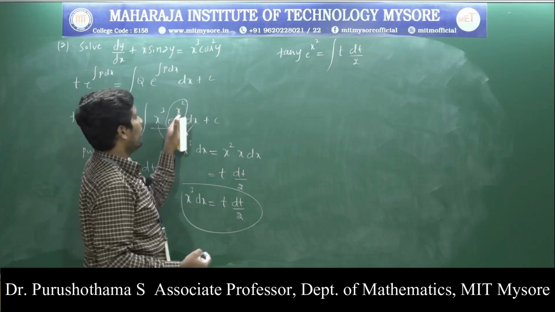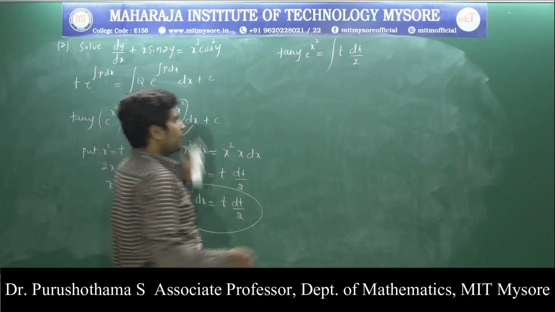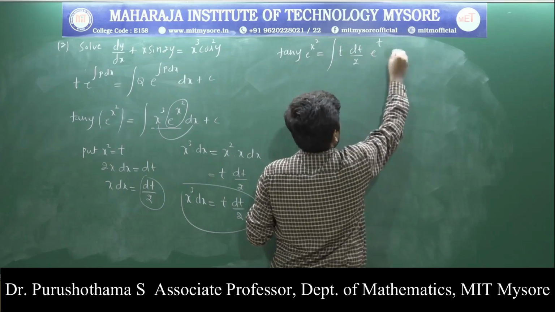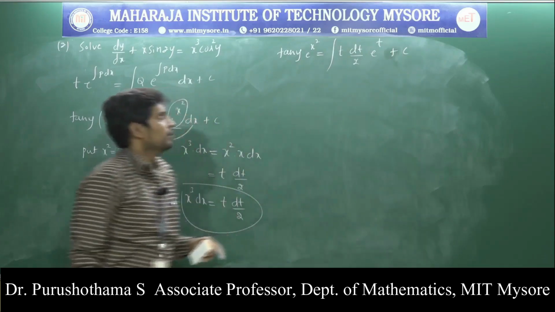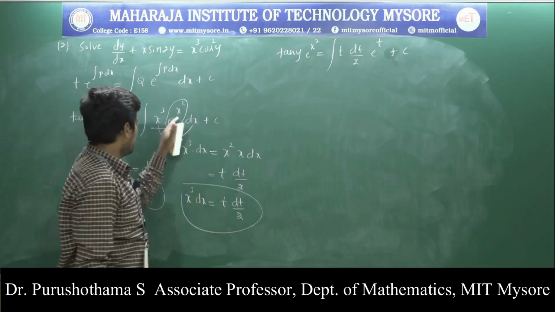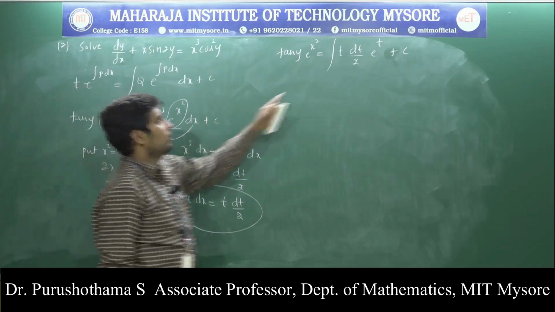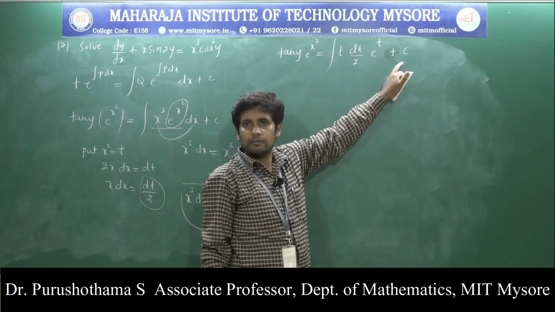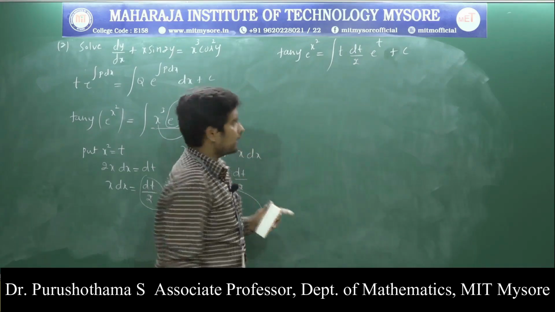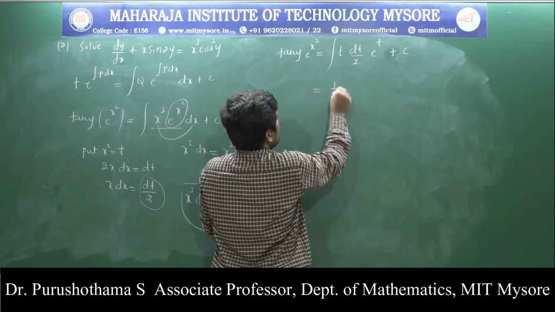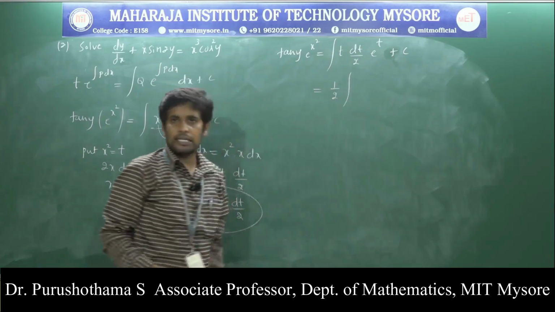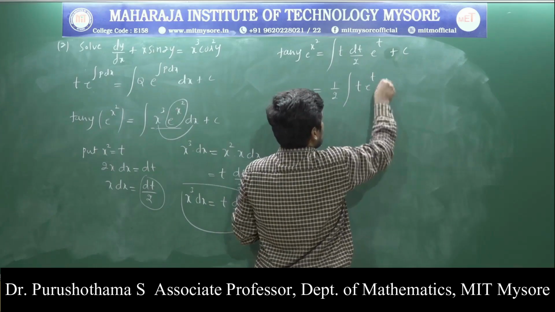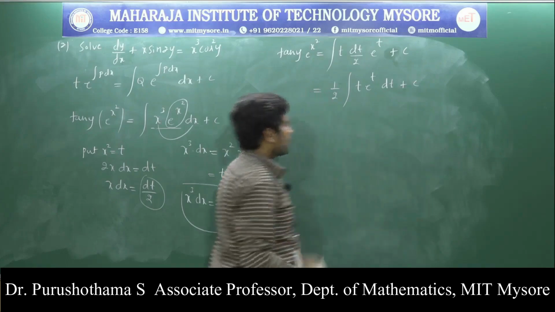In the next line, e power x square is nothing but e power t with respect to t plus c. So after replacing the x square and x cube into dx value, the integral becomes t into e power t into dt divided by 2 plus c. C is an integral constant. The 1 by 2 is taken outside because a constant can be taken outside of the integral. The remaining thing is t into e power t with respect to t plus c.